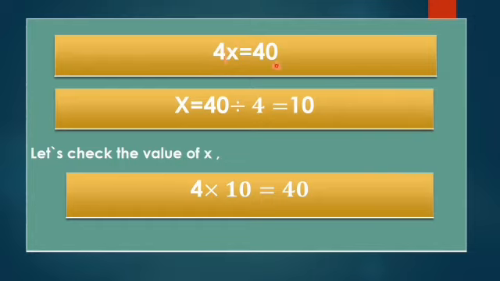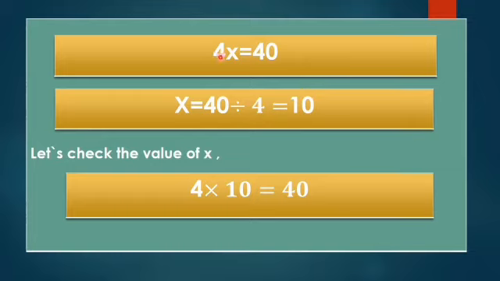multiplication becomes division. Then x is equal to 40 divided by 4, since 40 always lies on the right side. Multiplication 4 becomes division 4. 40 divided by 4 is 10. We get the answer x is equal to 10. Multiplication becomes division. Then the answer is correct.